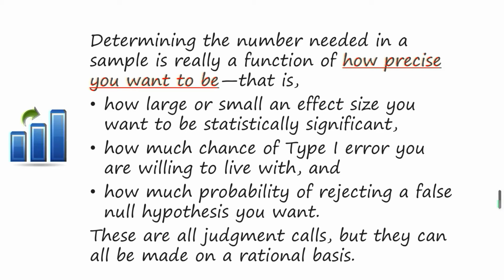Determining the number needed in a sample is really a function of how precise you want to be. That is, how large or small an effect size you want to be statistically significant, how much chance of type 1 error you are willing to live with, and how much probability of rejecting a false null hypothesis you want. These are all judgment calls, but they can all be made on a rational basis. If you want to know more about sampling error and the probability, you need to listen carefully. Other members in our group will briefly and systematically explain them for you.